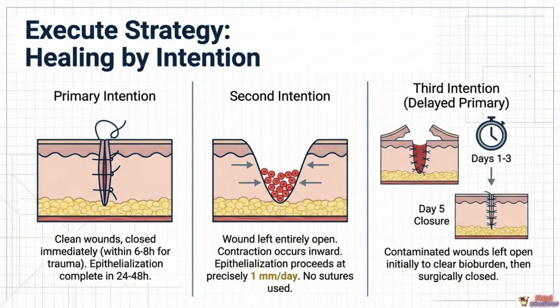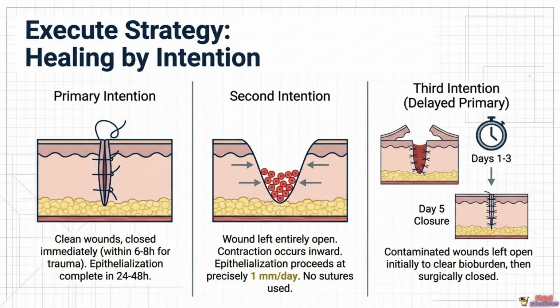For traumatic wounds, the 6 to 8 hour window after injury is the classical time limit for primary closure. Beyond this window, bacterial counts in the wound exceed safe thresholds. In clean surgical incisions, primary closure is immediate. Epithelialization under primary closure is complete within 24 to 48 hours, at which point the occlusive dressing can safely be removed.